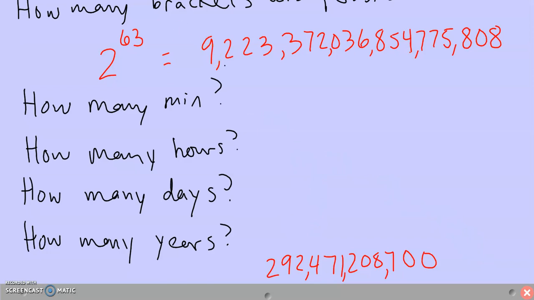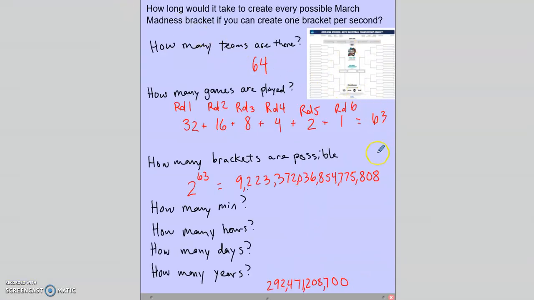Now this is why nobody has ever gotten a perfect bracket when trying to predict an NCAA tournament, because this number is so big. There are so many different possible arrangements. And it would take you 292 billion years to create them all.